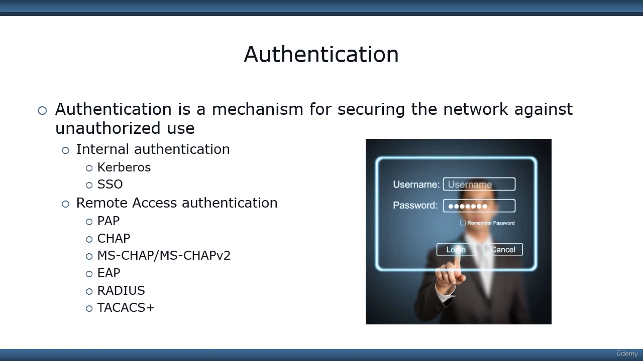RADIUS is used to forward authentication requests to a central server. This can be used for VPN access, for wireless access points, just getting connected to a switch port. You could have RADIUS for all of those. And TACACS+ is very similar to RADIUS. It's just a Cisco proprietary protocol, whereas RADIUS is a vendor-neutral standard.